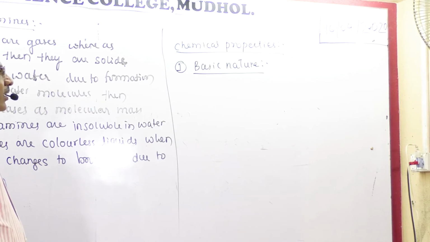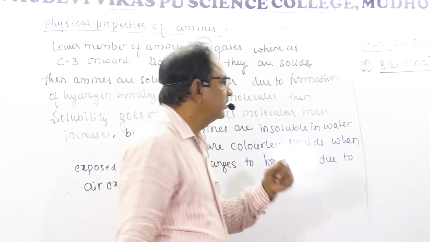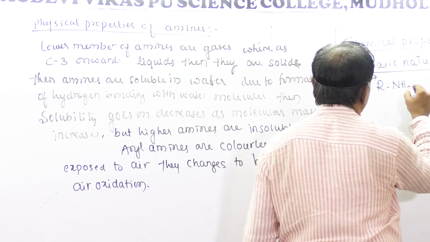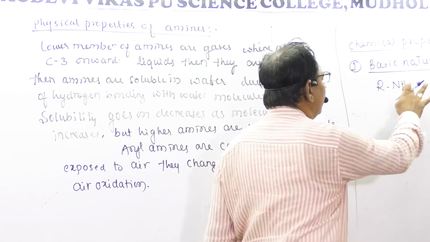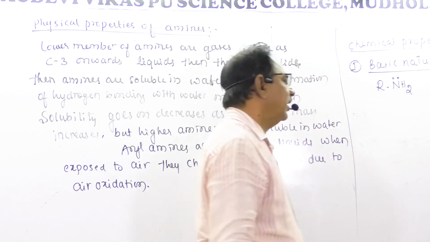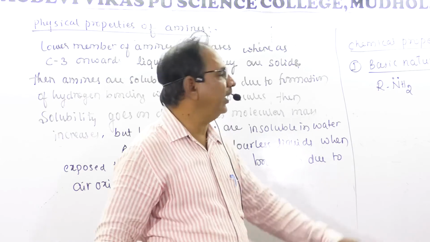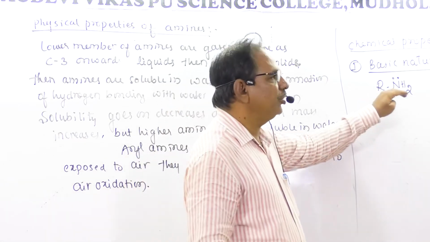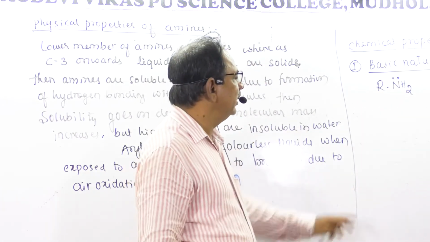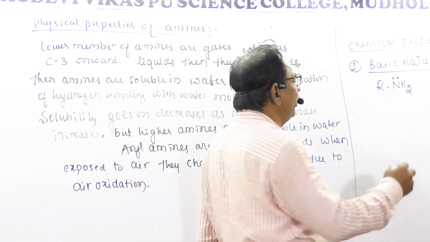This basic character of amines was first explained by the scientist Lewis. Here RNH2 is an amine. The nitrogen atom of the amine contains an unshared pair of electrons, called a lone pair. According to the Lewis theory of acids and bases, a substance which donates a pair of electrons is called a Lewis base.